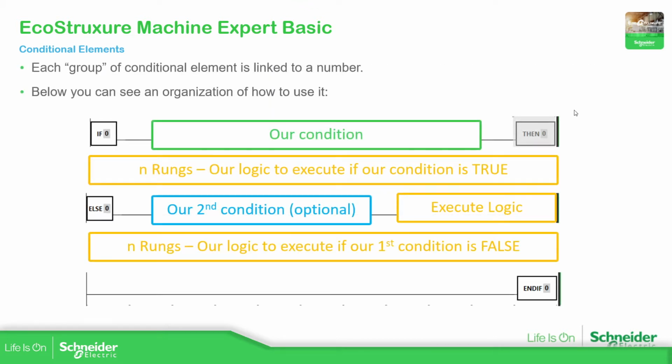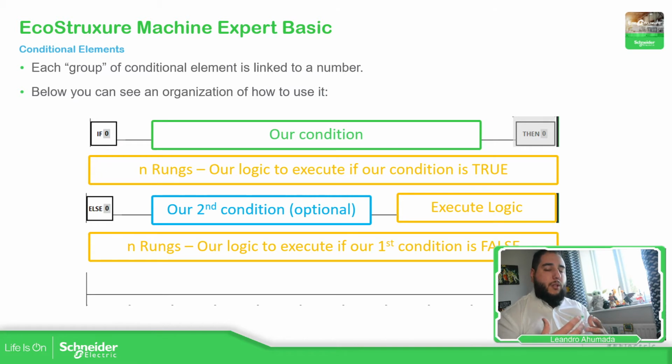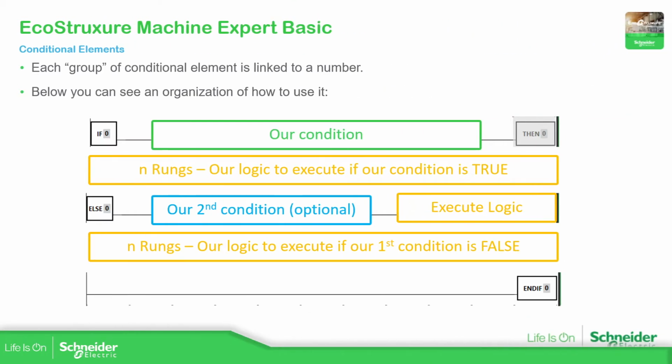This is basically the idea of how it operates. Once we add each element in our code, for example here, you can see we have an if next to a number. That is the number of the group for the condition that we're going to have in our code. This is just a rough idea of how you can work on this. Once you add the if, it will be linked automatically with a then. In the middle we have our condition to execute.